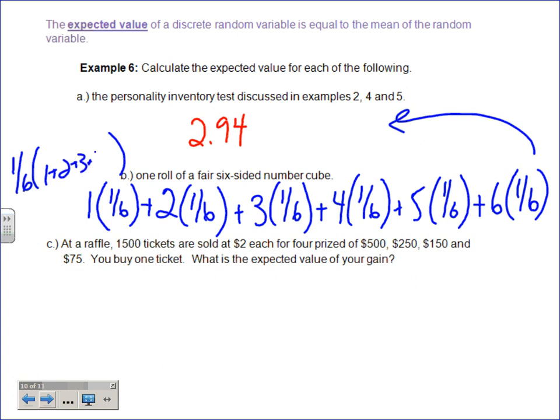That's how you're used to doing it, correct? That's because they have all the same chance. Don't you agree it's the same thing? Okay. So it is 3.5.